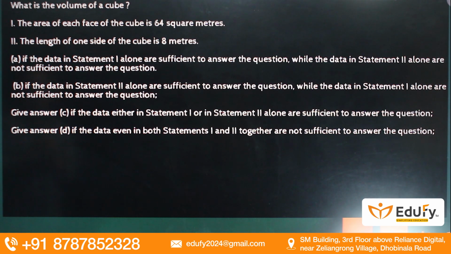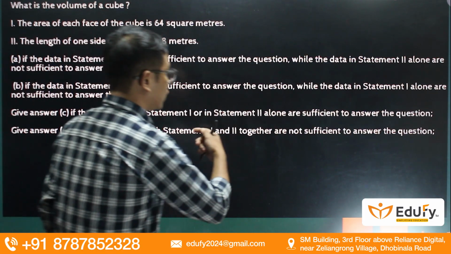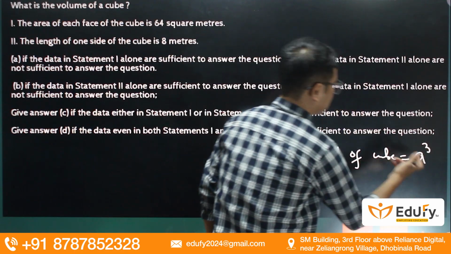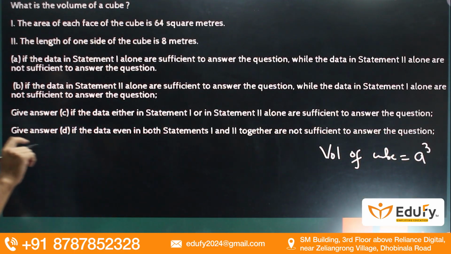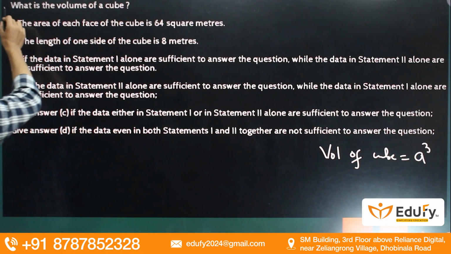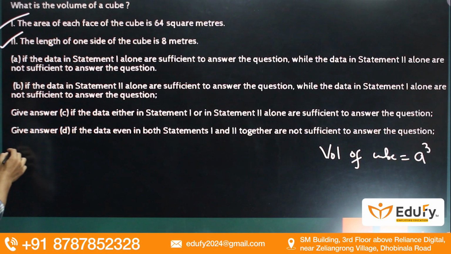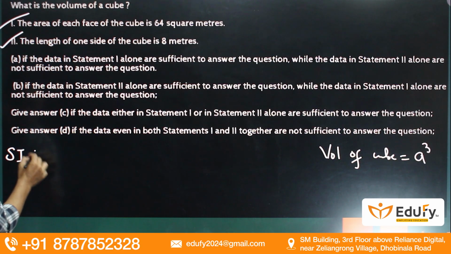So here is another question: what is the volume of a cube? Now, we know that the volume of a cube is a cubed, so I need to find the value of a. Let us again go with statement 1. No data is given in the question, so I will have to use statements 1 and 2 separately. Let me try solving with statement 1 first.